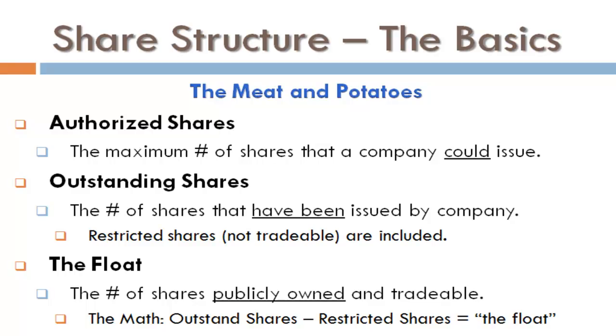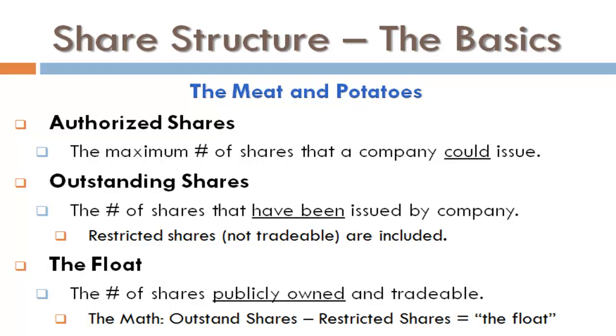So let's start off with just the authorized shares. If you know what this means, just, like I said, plow ahead with me here. Authorized shares are just the maximum number of shares that a company could issue, keyword being could. Second is outstanding shares, the number of shares that have been issued by the company. So authorized is the potential, but the outstanding is more of reality. That's kind of how I look at it: authorized is potential, outstanding equals reality.